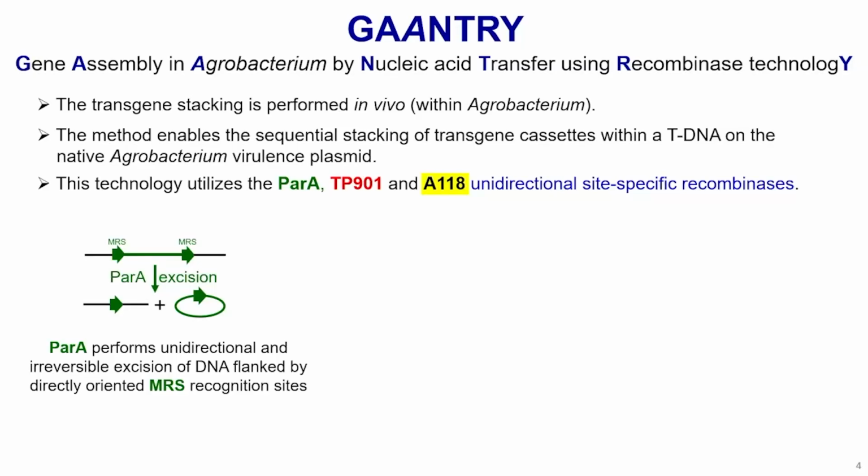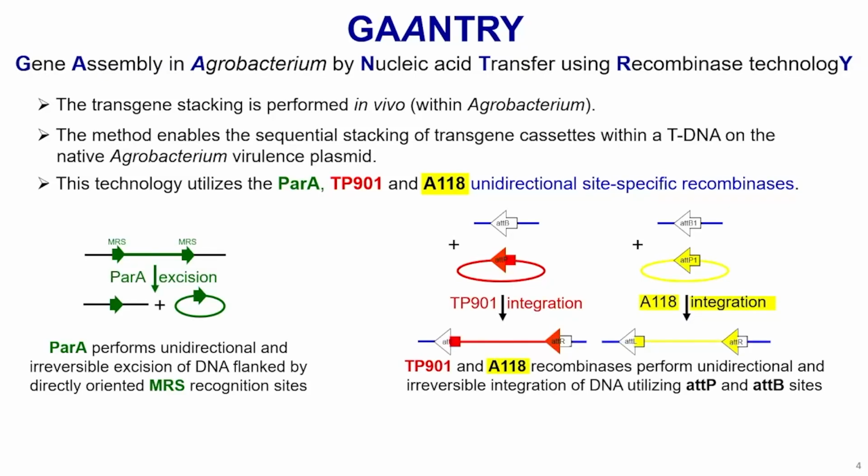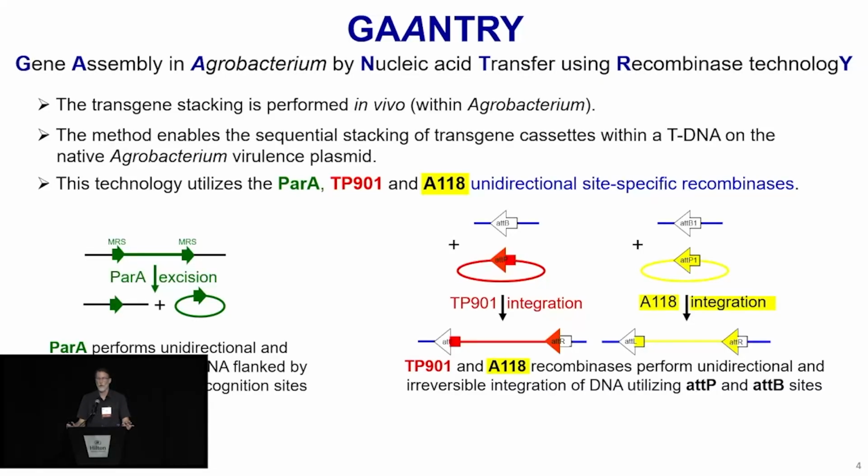TP901 and A118 recombinases are large serine resolvases. They perform unidirectional integration between an attP and an attB site. They recognize these 2 sites and then perform integration, integrating that circular donor molecule into the recipient blue linear strand shown there. For both TP901 and A118, the recognition sites attP and attB for each of these enzymes are completely different. So TP901 recognizes the red sites and A118 the yellow.